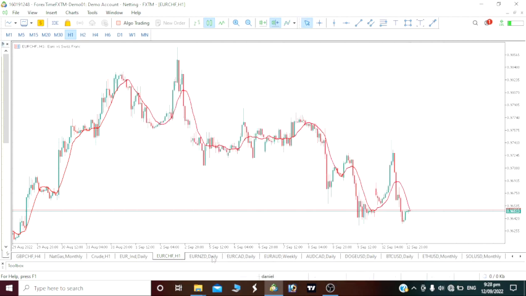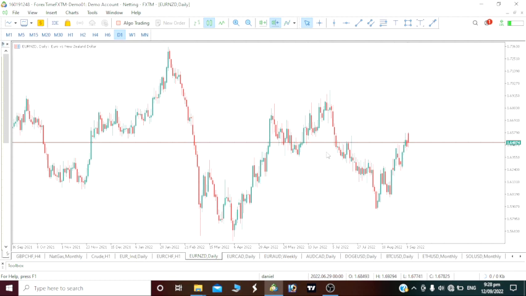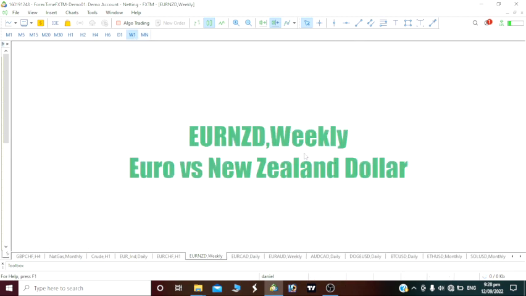That is euro Swiss franc. The next one we have is our euro New Zealand dollar. And this is our euro New Zealand dollar.